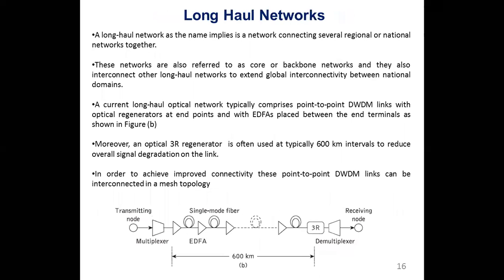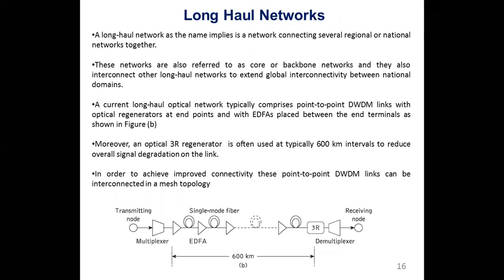So you have the very first part, which is the long haul networks. This kind of network is going to connect several regional or national networks together, and these will also be referred to as the core or backbone network. We have seen this before, and they will interconnect long haul networks to extend global interconnectivity. This is the core or the backbone networks.